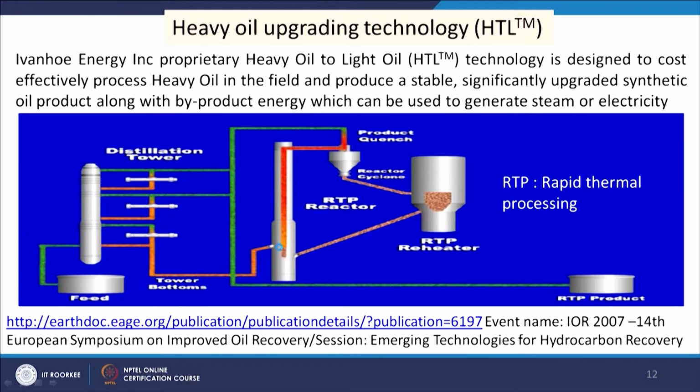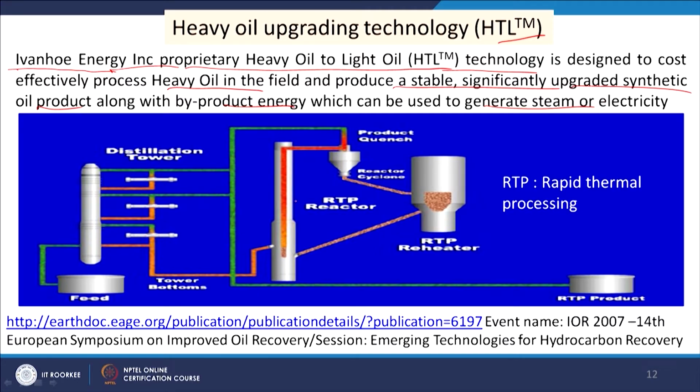Now, we will see the HTL process. This HTL process is developed by Ivanhoe Energy Incorporation. This is the proprietary heavy oil to light oil technology, and is designed to cost effectively process heavy oil in the field and produce a stable, significantly upgraded synthetic oil product. So, tar sand can also be used to convert to synthetic crude through this route, and the energy is recovered. The byproduct energy can be used to generate steam or electricity. So, this is the flow sheet.